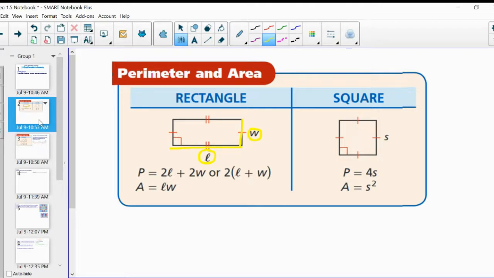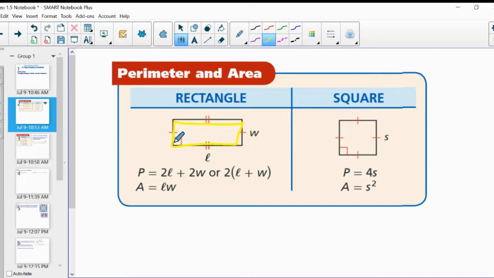So perimeter of a rectangle. Perimeter, first of all, means the total length around the rectangle. So let me actually clear off some of my screen here. If you're thinking about the perimeter, think about starting at one corner of the rectangle and just walking all the way around. So it's the total length around, adding up all four sides.